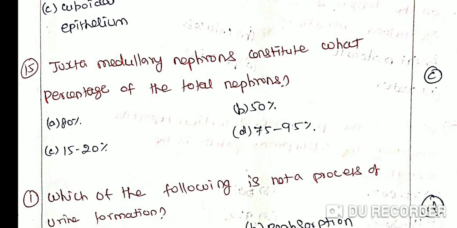Juxtamedullary nephrons constitute what percentage of the total nephrons? Option A, 80%. Option B, 50%. Option C, 15 to 20%. Option D, 75 to 95%. The correct answer is option C, 15 to 20%. Explanation. Juxtamedullary nephrons constitute about 15 to 20% of the total nephrons. These nephrons have a long loop of Henle, and vasa recta are present. These nephrons work in stressful conditions.